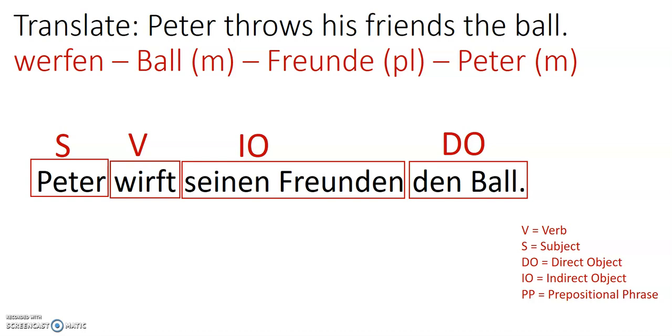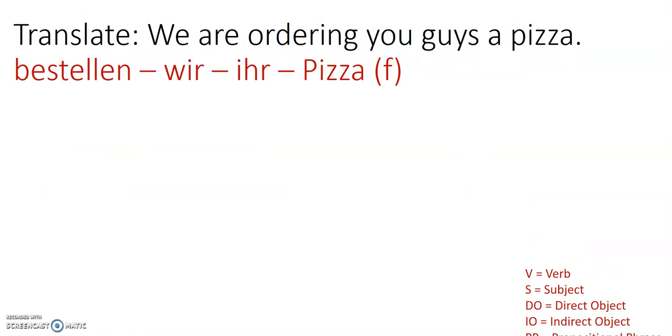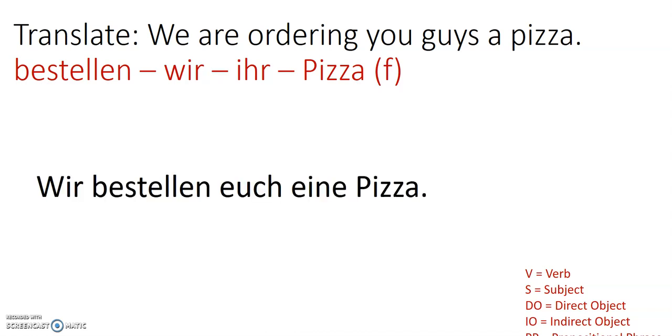Let's try one more, and then we'll be done. Let's translate, we're ordering you guys a pizza. So this sounds kind of funny in English. It doesn't sound that funny in German, but you can put it in this order in German with the indirect object in that position there. Go ahead and translate it with bestellen and wir and ihr and Pizza. Make sure that you use the correct forms of these. Everything's listed here in the nominative form. Wir bestellen euch eine Pizza.